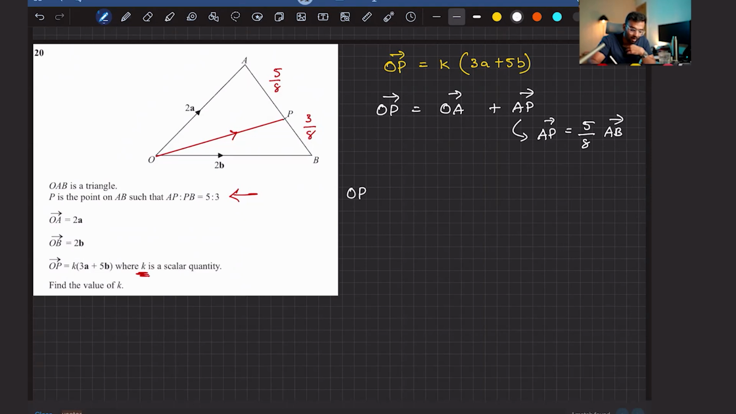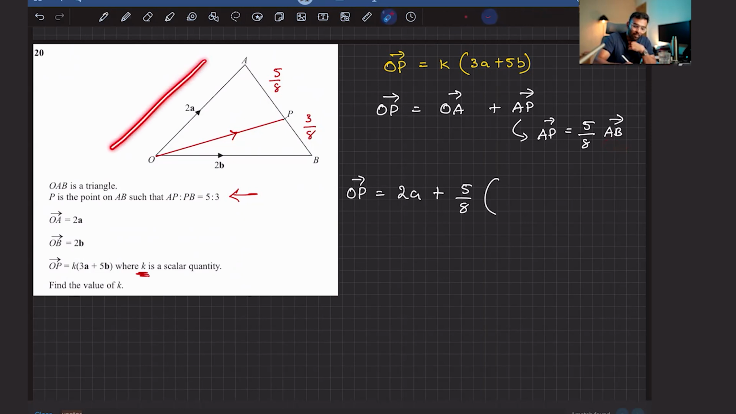Watch me, please. OP equals O to A, which is 2a, plus AP, which is 5 by 8. So I write 5 by 8 of, which means a bracket or multiplication of what? AB. Would you all agree? AB is minus 2a plus 2b. So could I write minus 2a plus 2b right there? Jacob, you can find AB separately, but I have just found it in one step. That's your AB right there. Got it?